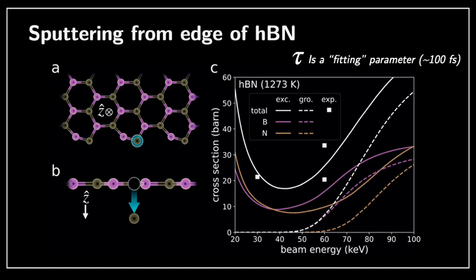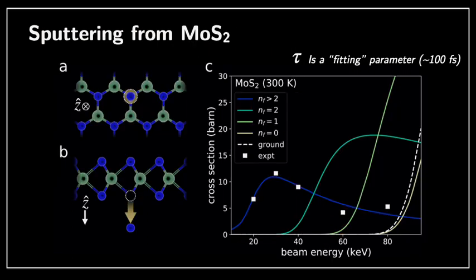Now, if you look at MoS2, again, same thing. And again, I'd like to invite you to compare the blue curve, which includes excitations, with the white dashed curve, which does not include any excitations at all. I mean, the scattered system that we looked at before, the momentum transfer. And again, the experimental data fit amazingly well with the model. I'd like to go even further.